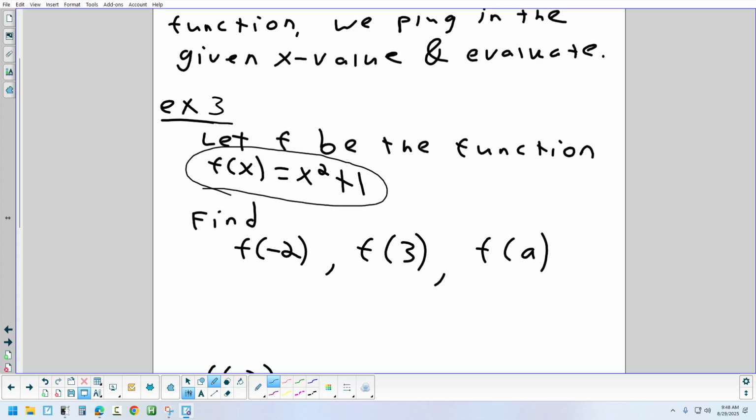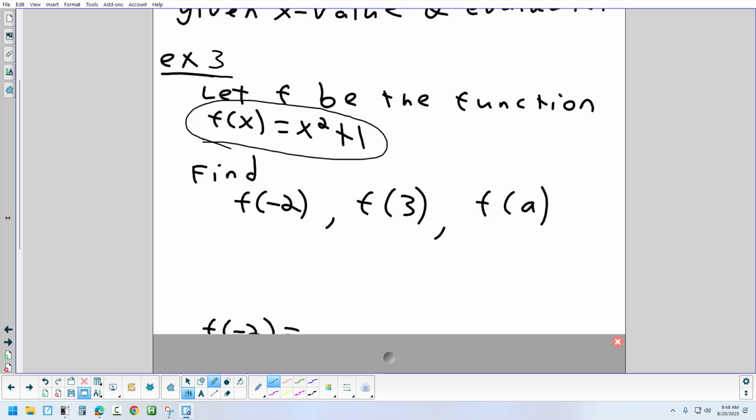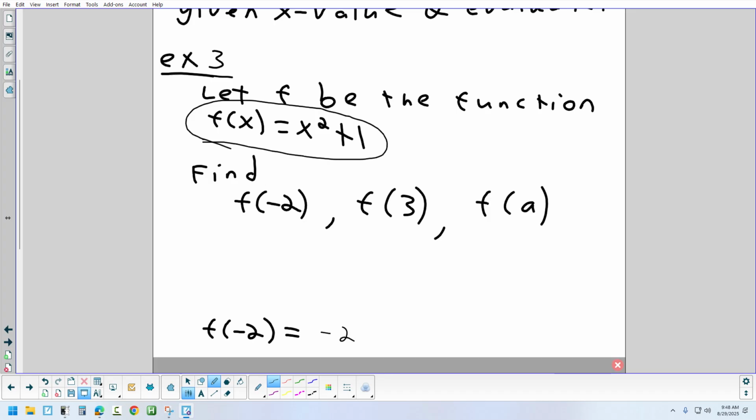So let's try f of -2. Okay, I'll go through the first one. In this formula, everywhere you see an x, change the x to a -2. So that's what it means to find f of -2. What's that going to come out to? Yep. 5. Yep. That's it. It's just evaluating a function.